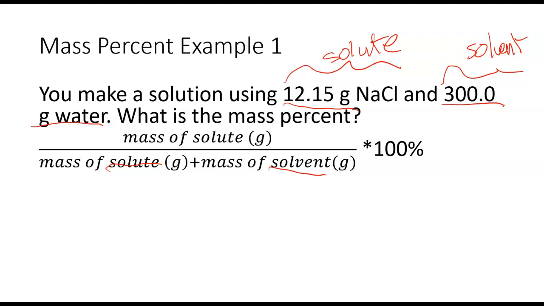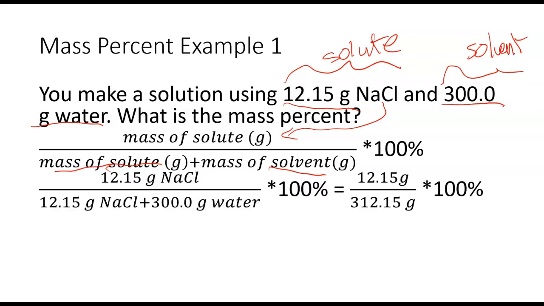We can plug in our solute, it's going to go in here. We know our solvent, it's going to go here. And the solute's also going to go in here. So we have 12.15 grams NaCl divided by the total of 12.15 plus 300 grams. So do make sure you add those first before you do the division. And then it's going to be times 100 to get to percent.